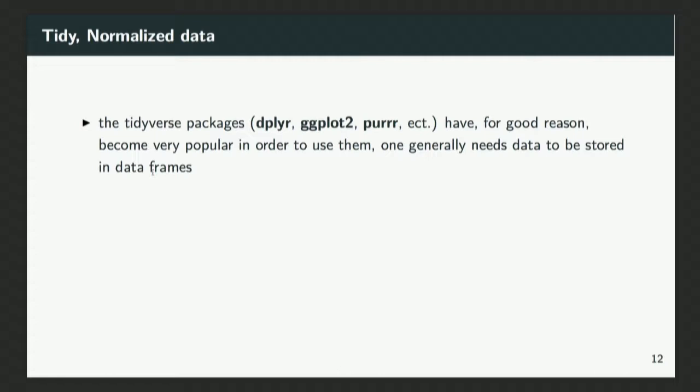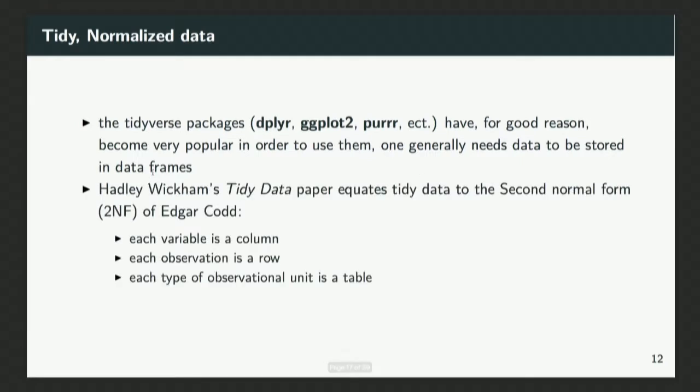But I think that one thing that's gotten lost a little bit is that people who use these tidyverse packages have this misconception that tidy data is just data that's in a data frame, and Julie was talking a little bit about this as well, that there's actually more to it than that. If we go to Hadley Wickham's tidy data paper that actually presented this idea, he equates it to a database concept called the second normal form. And the second normal form has three principles. Every variable has to be in its own column, every observation in its own row, and every type of observation in its own table.